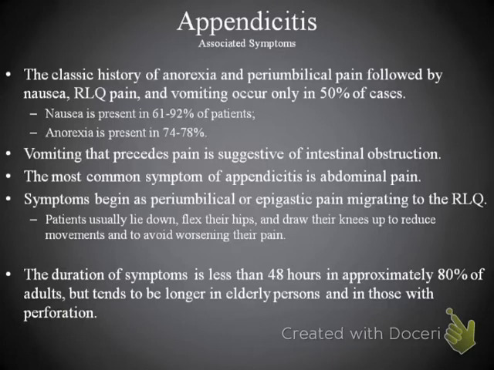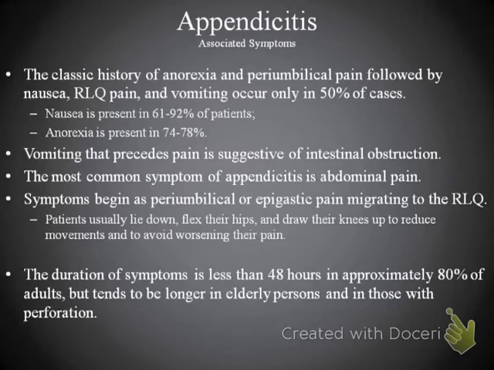The most common symptom of appendicitis is abdominal pain, and not just any abdominal pain, but it's usually in the right lower quadrant. Symptoms begin as paraumbilical or epigastric pain migrating to the right lower quadrant. Patients usually lie down, flex their hips, and draw their knees up to reduce movements and to avoid worsening their pain. And so typically you see patients that almost get into a type of fetal position to where somehow this lessens the pain, and they refuse to move from this.